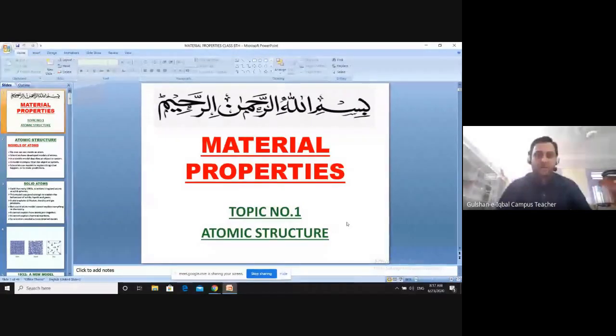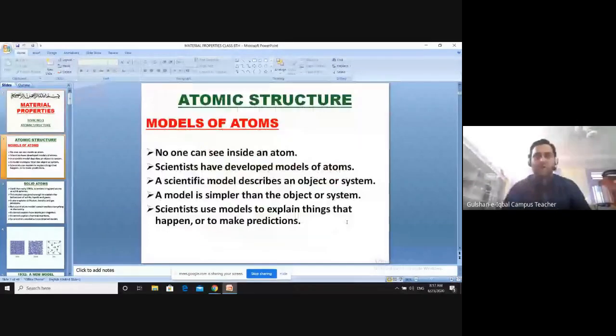The first topic in the structure was atomic structure, and we've gone through a lot of things. First, we studied about the models, that what basically a model is. So basically, the model is used to predict something because we cannot see inside anything. So we have to predict about that. So scientists use that model to describe an object or a system.